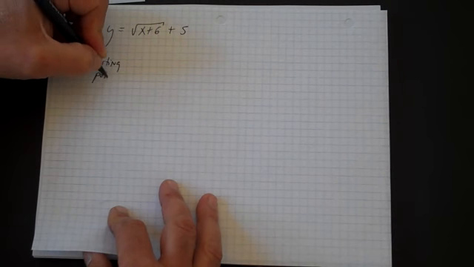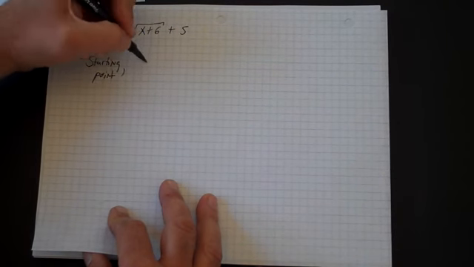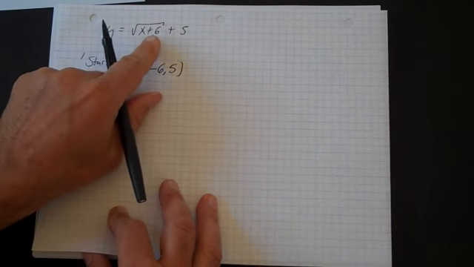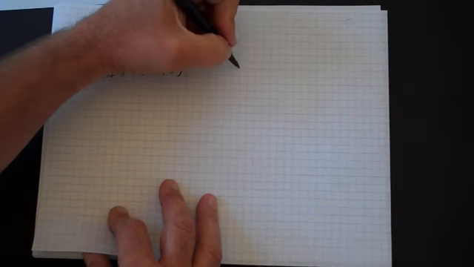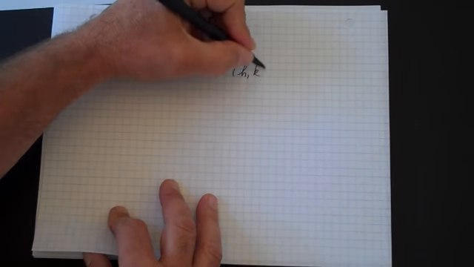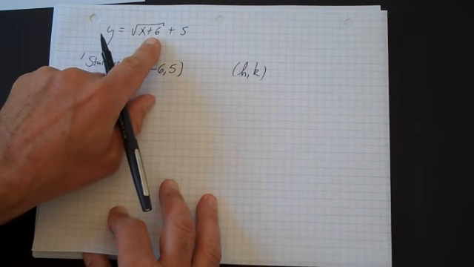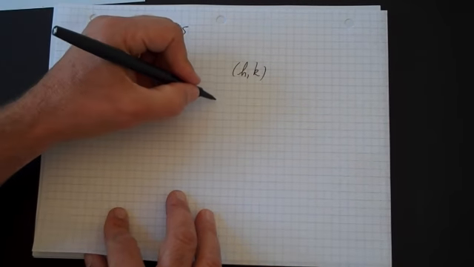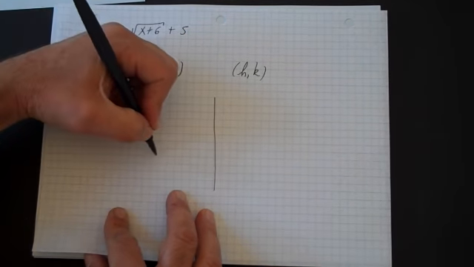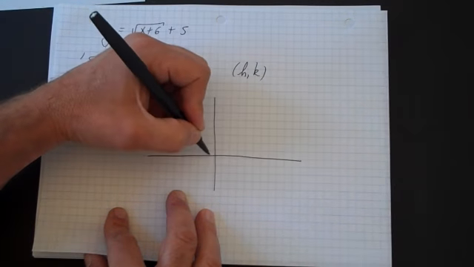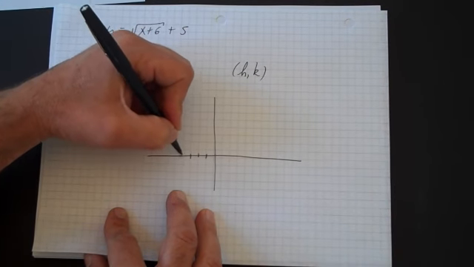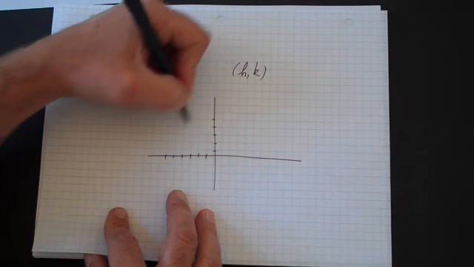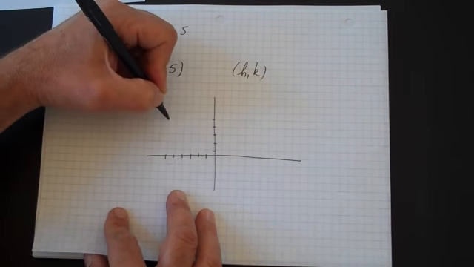The starting point in this case is going to be negative 6 and positive 5. The starting point is always (h, k), and the h changes signs and the k does not. So that's going to be minus 6, 5. So if we look at that real quick, 1, 2, 3, 4, 5, 6. 1, 2, 3, 4, 5. Minus 6, 5 is going to be right there.